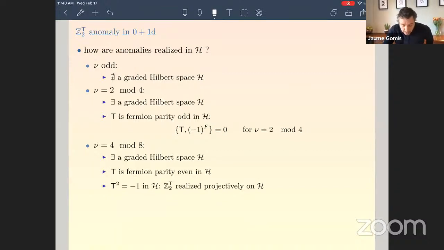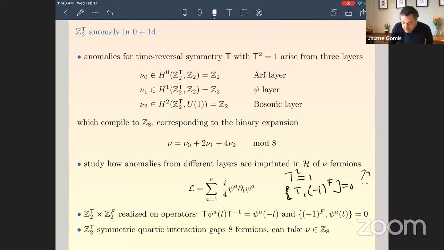When nu equals 2 mod 4, we do have a graded Hilbert space, but now all of a sudden the time reversal, which was classically fermion even, now becomes fermion odd when it acts on the Hilbert space. Okay, so that's another manifestation that you have an anomaly for these values of nu in the Z8 classification. T all of a sudden has become fermion odd. Okay, and this comes from the psi layer.